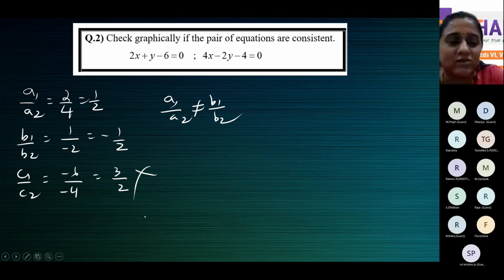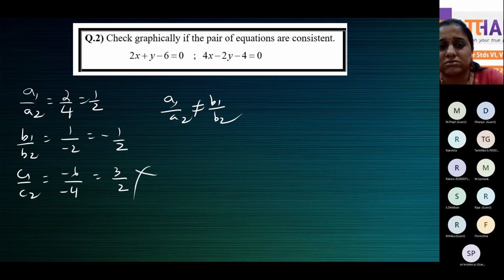We have A1 by A2 not equal to B1 by B2 because 2 by 4 is 1 by 2 and 1 by minus 2 is minus 1 by 2. So A1 by A2 is not equal to B1 by B2. Unique solution, meaning the equations are consistent. But you must check this graphically. Now we checked algebraically. You must check the same thing graphically.